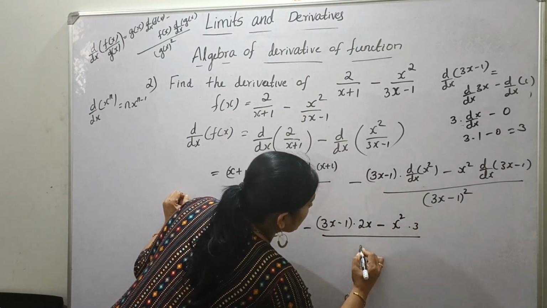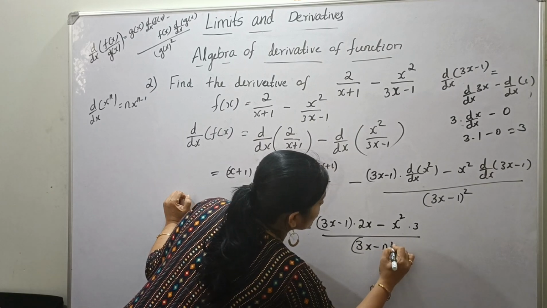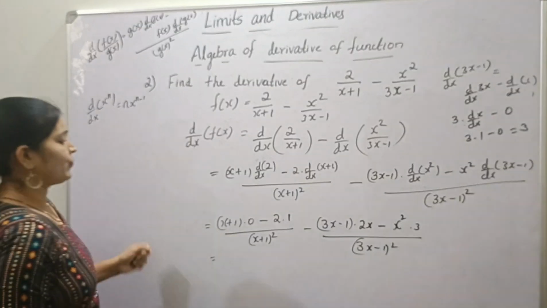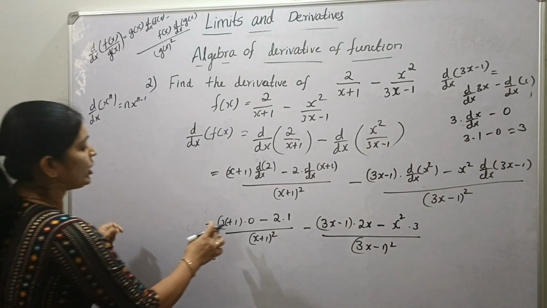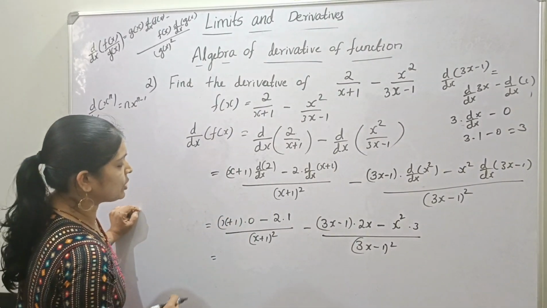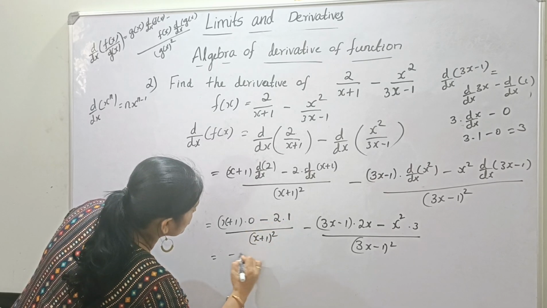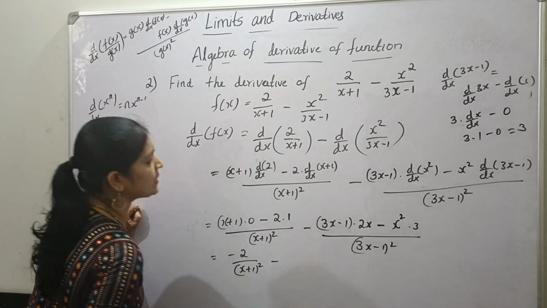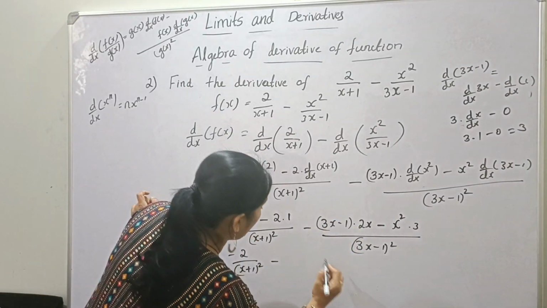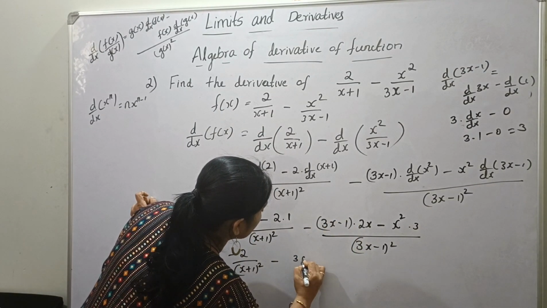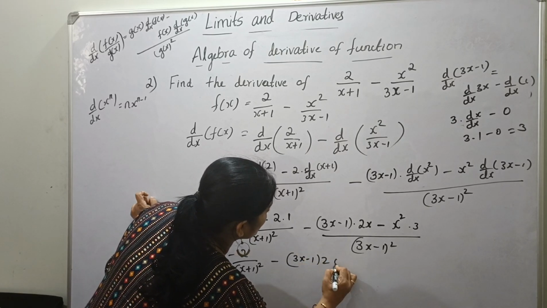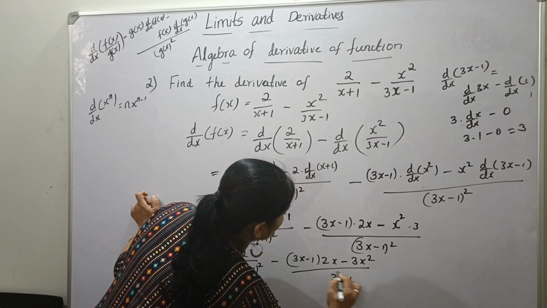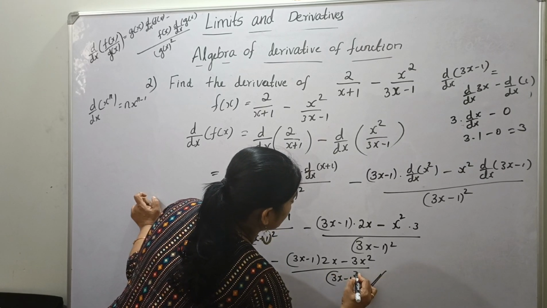Whole divided by (3x minus 1) whole square. Okay. Now, here it will become (x plus 1) into 0, first term will become 0 and minus 2. So, minus 2 divided by (x plus 1) whole square, minus (3x minus 1) into 2x minus 3x square divided by (3x minus 1) whole square. Okay, that's all.